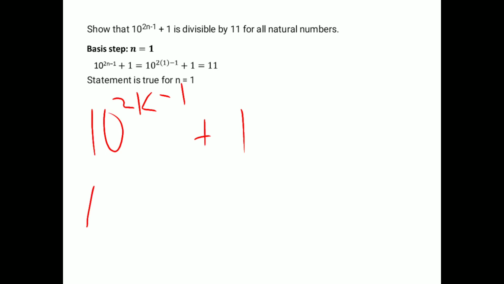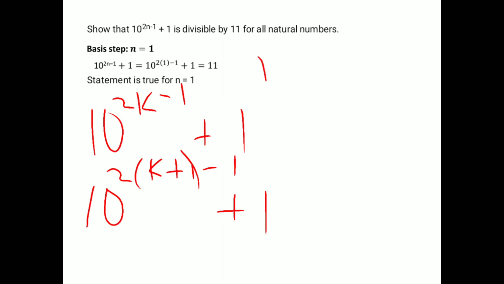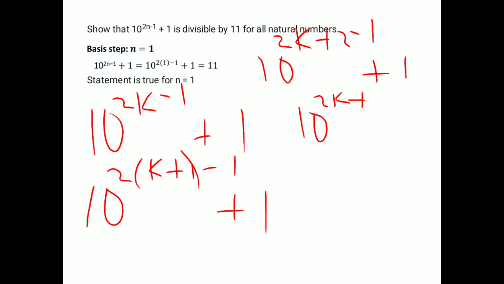which means that where I see k, I should put k plus 1. So in place of k, I put k plus 1, then minus 1. Remember, everything is still plus 1. So that will give us 10 raised to power, if I open the bracket, 2k will give me 2k plus 2 minus 1, and of course plus 1. So that will give us 10 raised to power 2k plus 1, then plus 1. Okay, this is what we have.